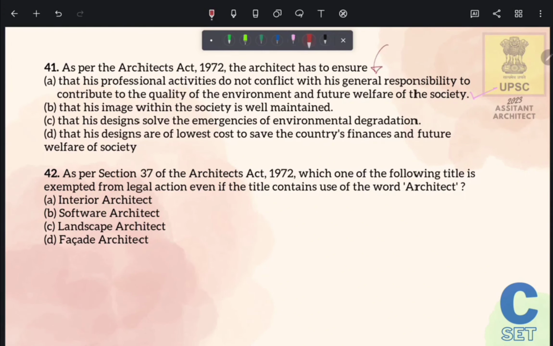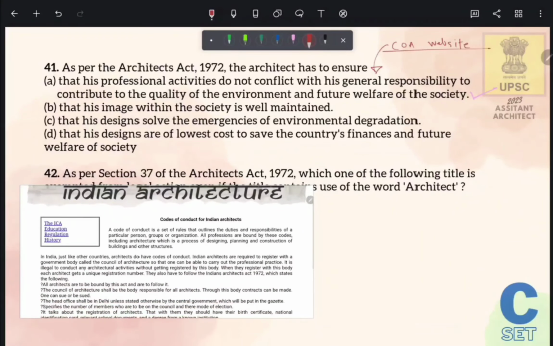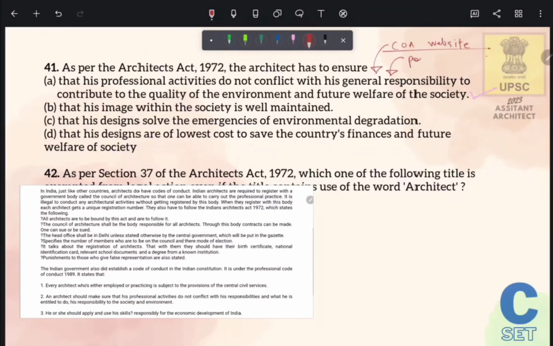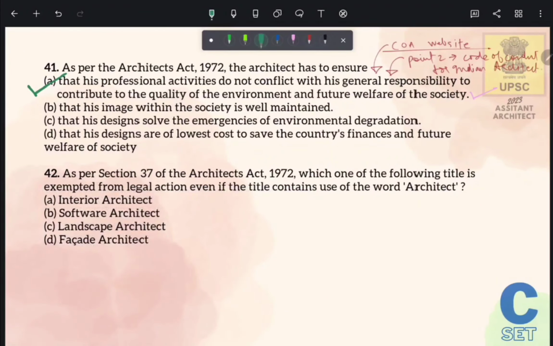So this rule and responsibilities are also mentioned in COA website. And this particular statement is the second point of Code of Conduct for Indian Architect. Therefore, option number A is the correct answer of this question. And as per this, the design of an architect should contribute toward the improvement of quality of environment, and it should be used for the future welfare of the society. Let's move to the next question.